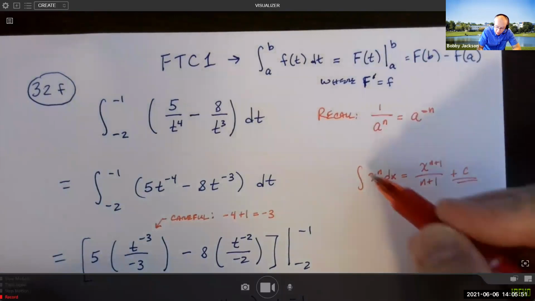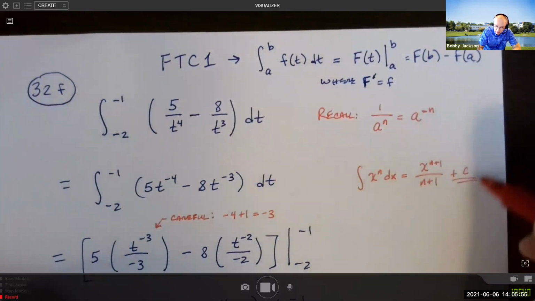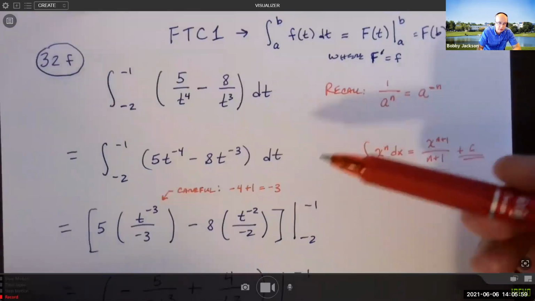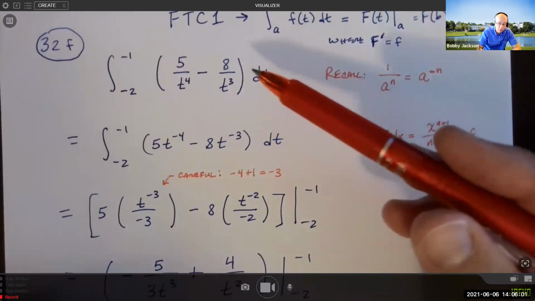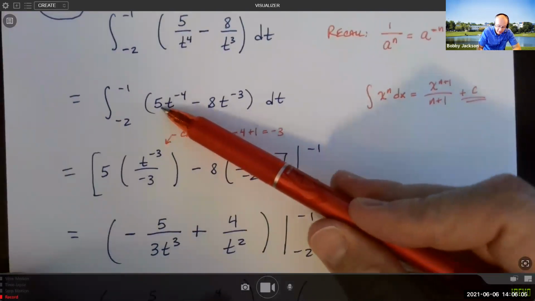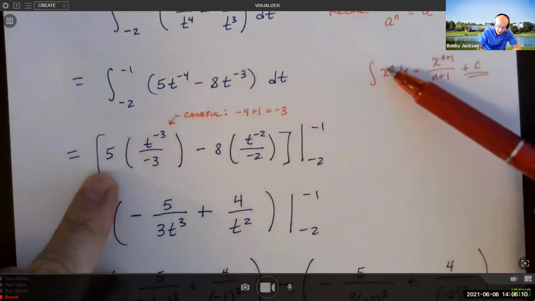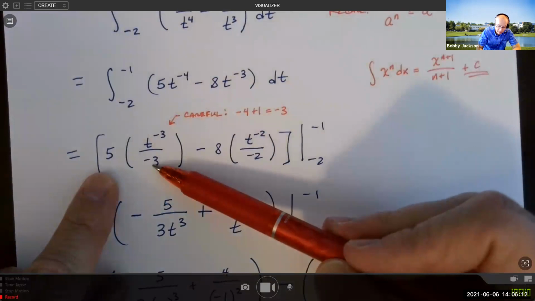Indefinite integral, right, with no limits of integration, just what is the antiderivative? Yes, you include that, it's plus c. Do not include the plus c with the fundamental theorem of calculus, though, part 1. So what's the antiderivative of 5t to the negative fourth? Well, 5 is a constant multiple, and t to the negative 4 by this rule is t to the negative 3 divided by negative 3.